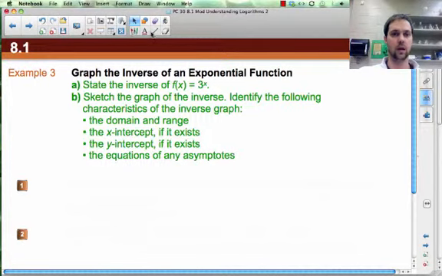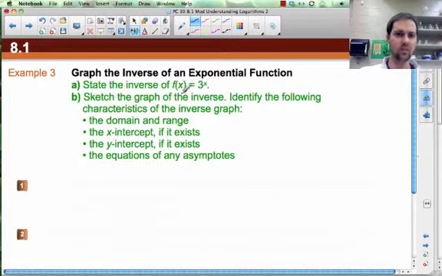Okay, now the last thing we're going to do in this lesson, state the inverse of f of x equals 3 to the power of x. Now, the inverse is going to be a log, so if we wanted to rewrite it, it would be x equals 3 to the y, or x equals 3 to the f of x. But we're going to write it in log form.